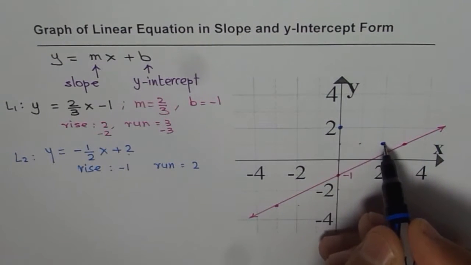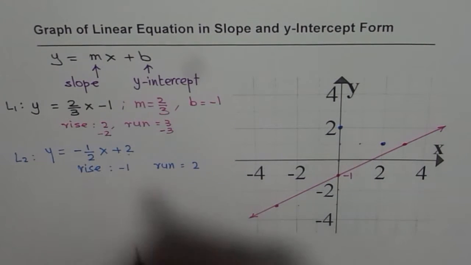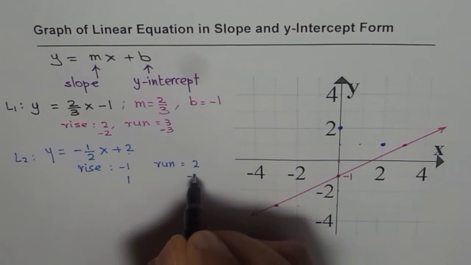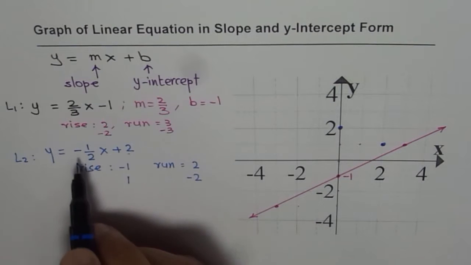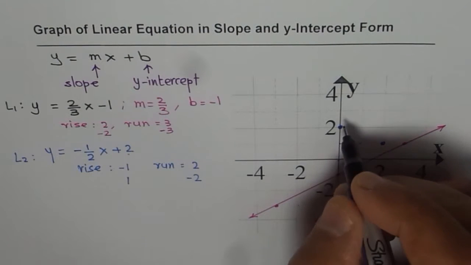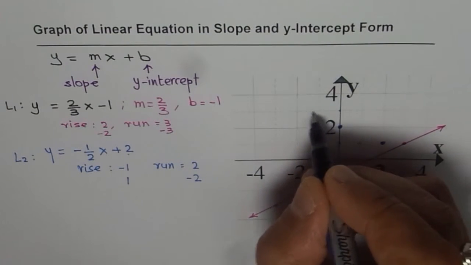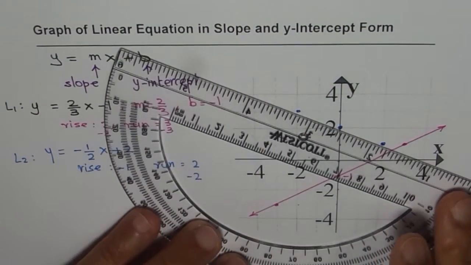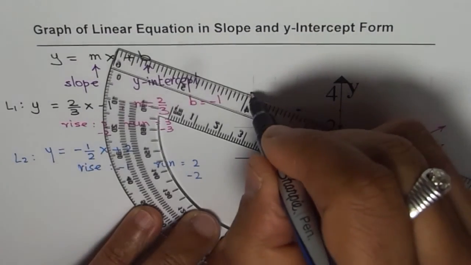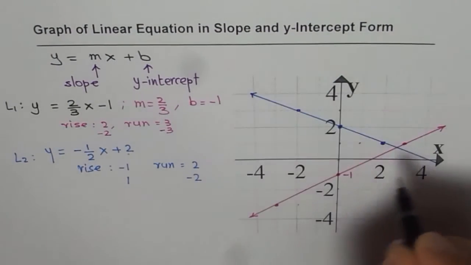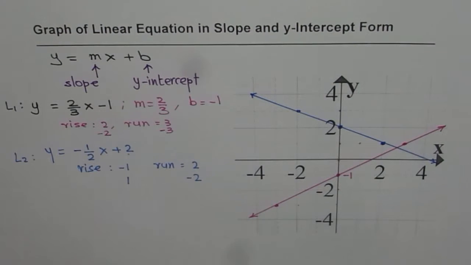We can join 2 points and draw a line. But there's no harm in selecting another point. This time we will take rise of plus 1 and run of minus 2. That ratio also gives us minus 1 over 2, correct? So from the y-intercept 2, let's go up 1 and minus 2 means left 2 units. So we get another point. Joining these points we can sketch our line, correct? So that is how we can sketch lines very easily if the equation is given to us in slope and intercept form. I hope the steps are absolutely clear, right?